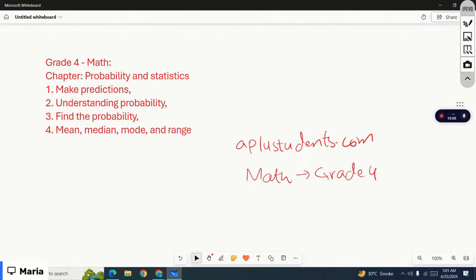We're going to start with the chapter probability and statistics. The lessons we're going to cover today are make predictions, understanding probability, find the probability, mean, median, mode, and range. So please make sure you have your notebook and pencil so that you can note down the important examples and definitions as well.